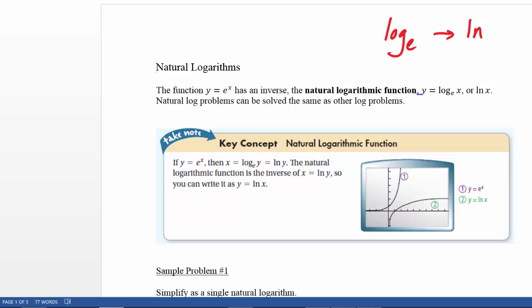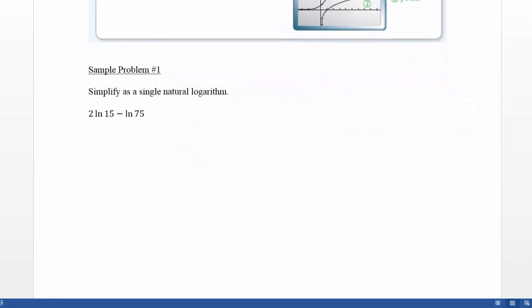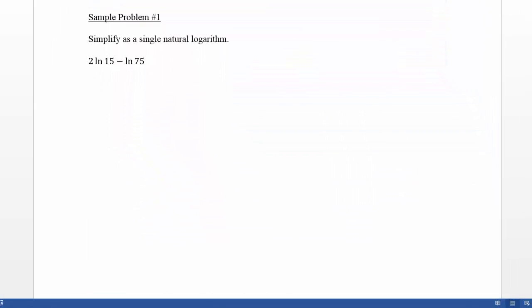So let's take a look at sample problem number 1. We have a problem that asks us to simplify as a single natural logarithm. You've learned about log properties back in a previous lesson, so you can use all of the log properties and rules that you've come across in exponentials and logarithms to work with the natural log the same way. So go ahead and try sample problem number 1.